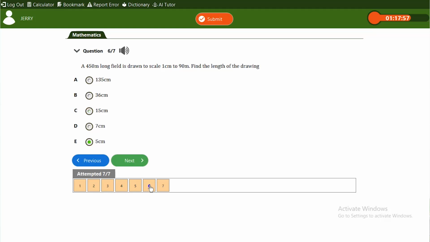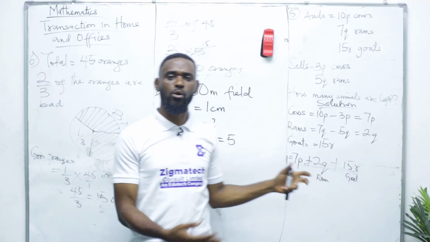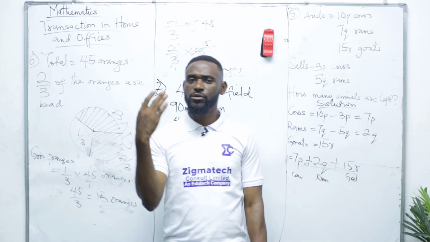Okay. All right, so with that, you can look for questions around transactions, around the homes, around the offices. You have them in your past questions, some couple of them. Get them solved, okay?